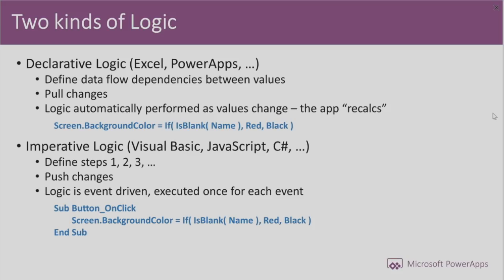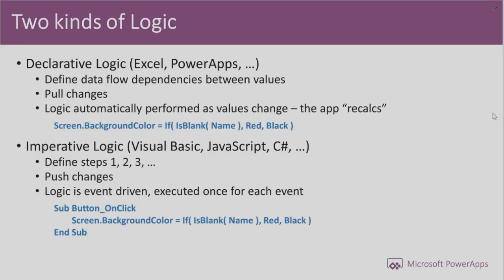There are two kinds of logic in the world, probably more, but I'll start with these two. Declarative logic. This is logic like Excel, like in PowerApps, where you describe dependencies between things, where you describe a relationship between things. And you're not saying how it should be evaluated or when it should be evaluated. You're just defining these dependencies, these relationships, and the system will take care of the rest for you on its own terms. So it'll optimize that, make it as best as it can so that the app runs in a good way.